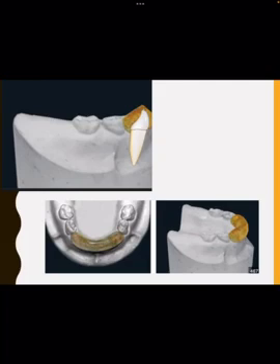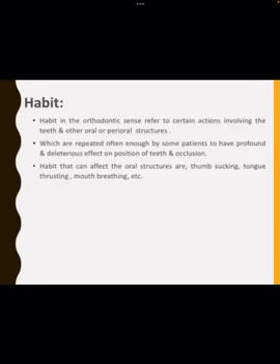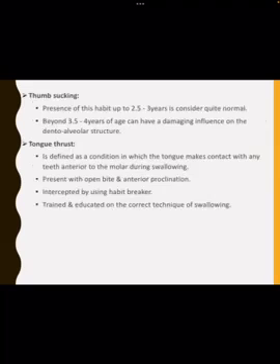Now, coming to interception of habits, we have seen a lot of deleterious habits like thumb sucking, tongue thrusting, mouth breathing, etc. These have to be identified at the earliest and if possible have to be intercepted by giving habit breaking appliances. Habit in the orthodontic sense refers to certain actions involving the teeth and other oral or perioral structures which are repeated often enough by some patients to have a profound and deleterious effect on position of teeth and occlusion. The habits that can affect the oral structures are thumb sucking, tongue thrusting, mouth breathing, etc.